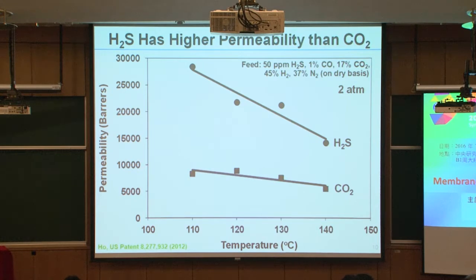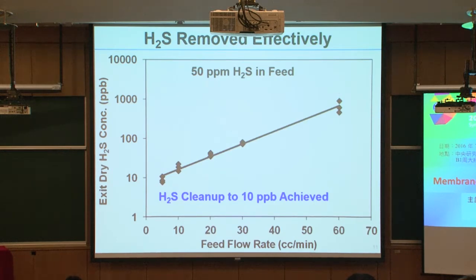For our membrane results, we also show that indeed the hydrogen sulfide permeability is about 3 times the CO2 permeability going through the membrane, for the temperature range we look at, from 110 to about 140 degrees Celsius. Using the membrane that we have synthesized, we are able to reduce the hydrogen sulfide from about 50 ppm in the syngas all the way down to about 10 parts per billion, 10 ppb. So essentially, we can remove all the hydrogen sulfide, and then we can use the syngas for other applications that may be hindered by the presence of hydrogen sulfide.